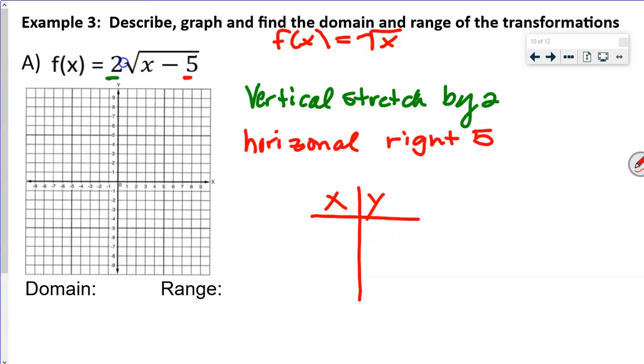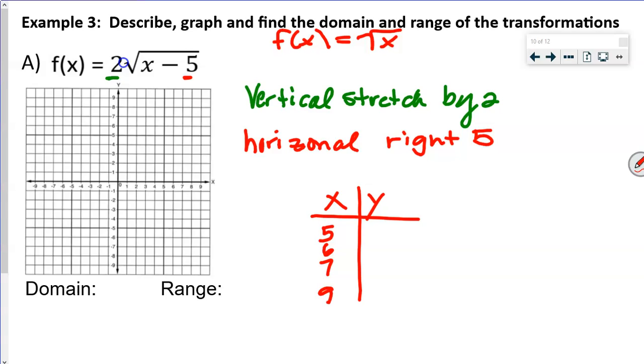So now I want to create a table here so that I can put some values in and graph them. So when I look at this equation, I know that I can't have a negative number underneath that radical. So I'm going to start with 5 here, and then I'm just going to step it up a little bit. I'm going to put 7 in here. And if I do 9 minus 5, I get 4, right? And I can take the square root of 4. Now, I could also do 6 in there, so let's go ahead and do that 6 as well, and then we'll do 9, okay?